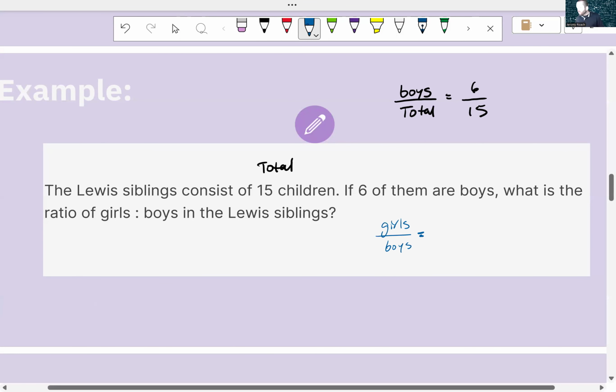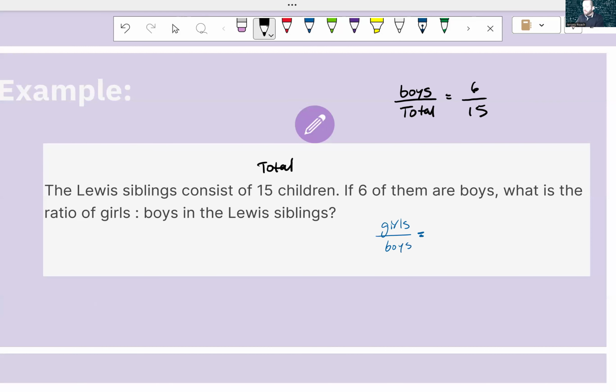And so for girls to boys, we don't know how many girls there are, but we can easily figure that out. So we have the total is 15, and there's 6 boys. So 15 minus 6, that's going to be 9 girls. So there's 9 girls, and the boys, there's 6 of them.